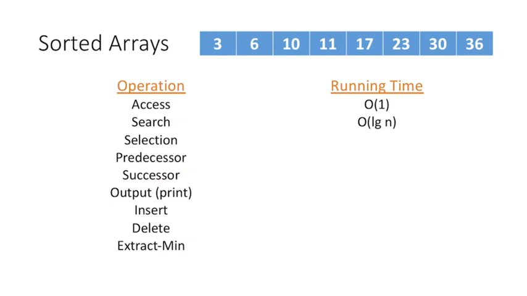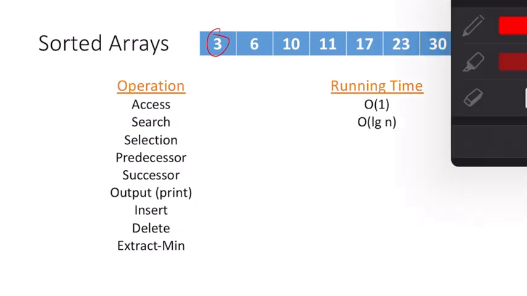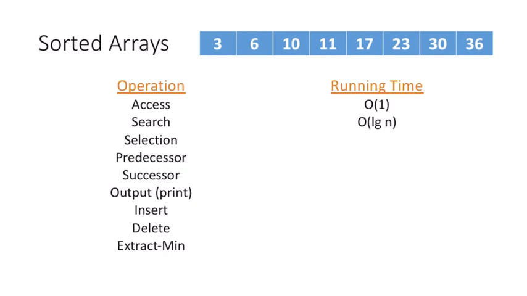How about selection? As a reminder, the selection problem is how do I find the ith biggest number? So the first biggest number would be the number 3. The nth biggest number would be the number 36, and everything in between. Well, the first biggest number is at index 0. The second biggest number is at index 1, and so on. So that's a constant time operation. You just add 1 to the base 0 index.